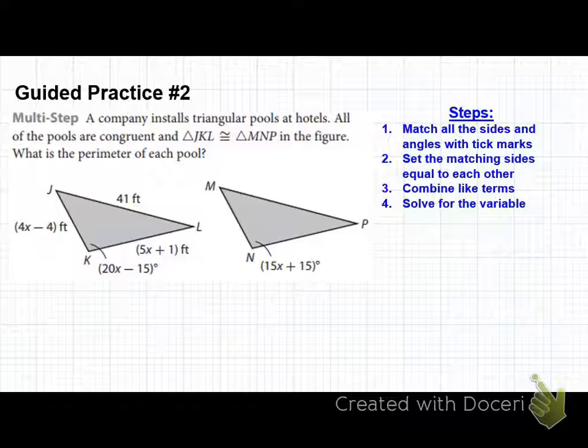A company installs triangular pools at hotels. All of the pools are congruent, and triangle JKL is congruent to triangle MNP in the figure. What is the perimeter of each pool? So this is a story about a pool maker. These are the shapes of the pools. They look like triangles. Perimeter. What does perimeter mean from 6th or 7th grade math? Adding all sides, or the distance around the boundary, right? Do y'all agree with that? Okay, cool. So I'll give you 5 minutes to do this.